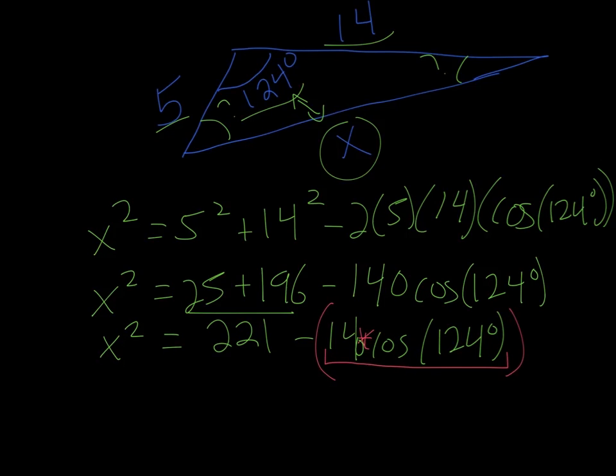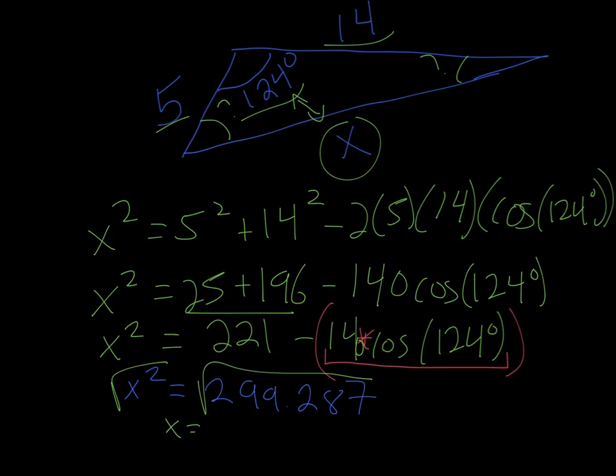If you punch this into your calculator, you get x squared has to equal 299.287, roughly. Now notice this is what x squared is. If I want to know what x is, I just have to square root both sides. So if I just take the square root of this number, I'll get my answer. And after I run to the calculator, I get x is roughly 17.2999.